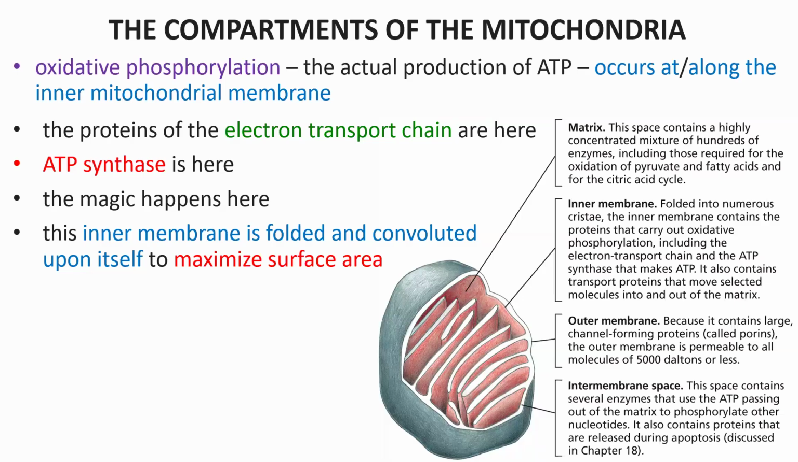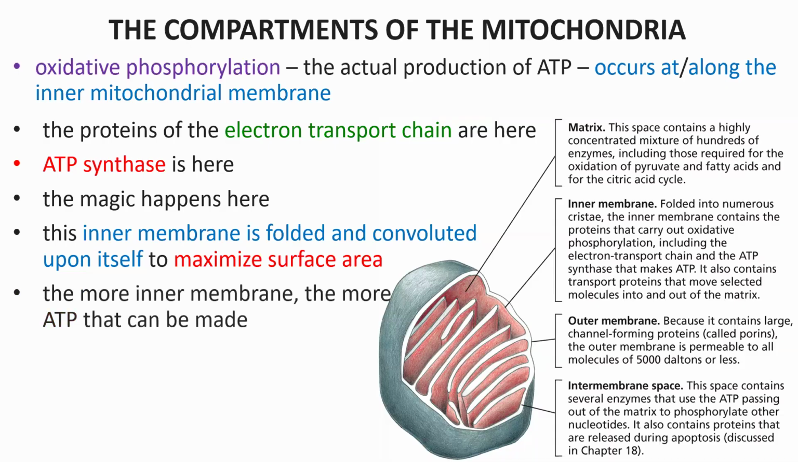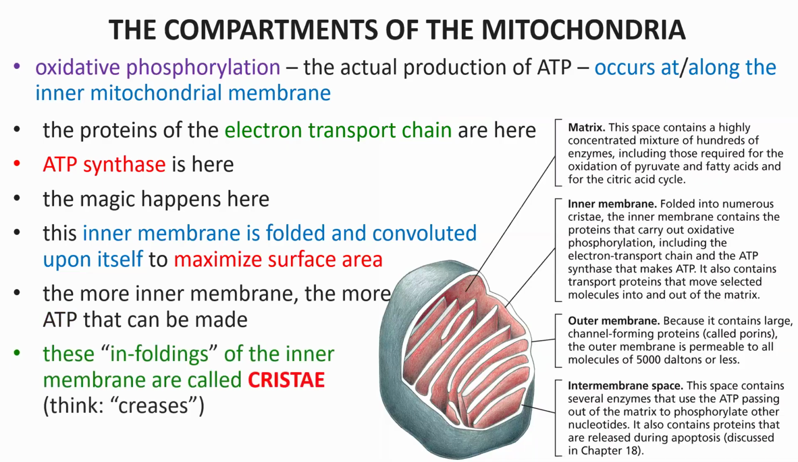The more inner mitochondrial membrane you have, the more electron transport chains and ATP synthases you can have, the more ATP you can make. So it's the same exact reason why the brain has the structure that it does. All these convolutions, these folds, this texture creates much more surface area, and therefore more can get done. The more inner membrane you have, the more ATP you can make. It comes down to that.